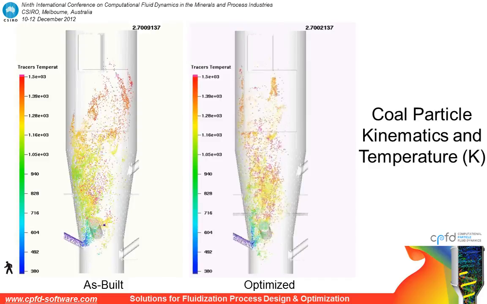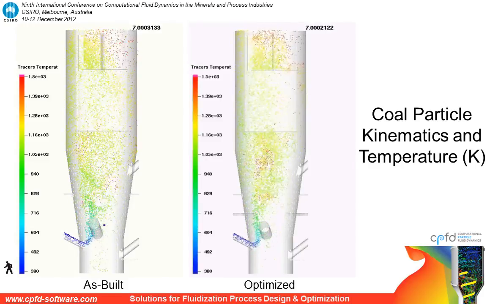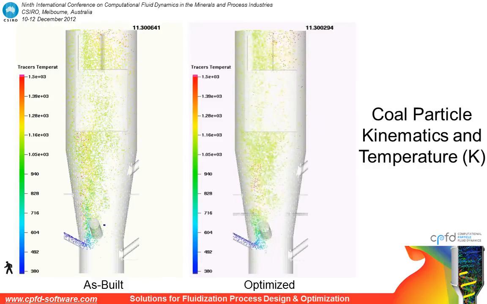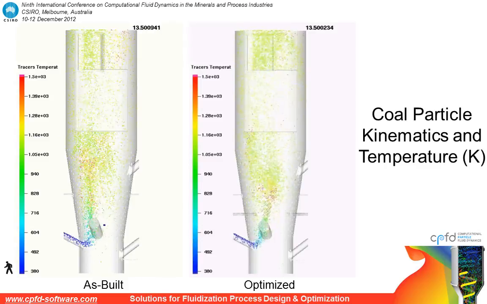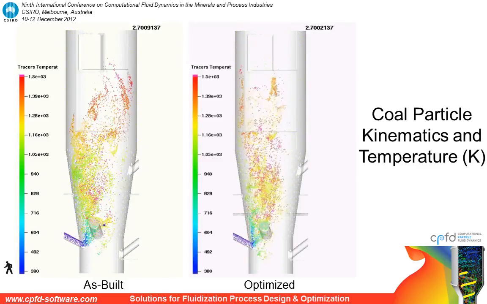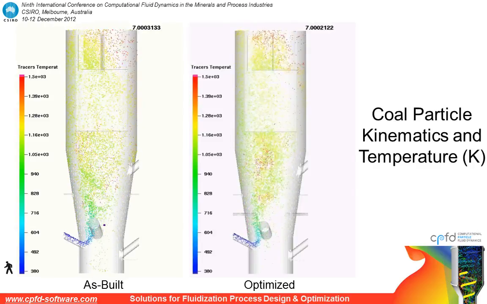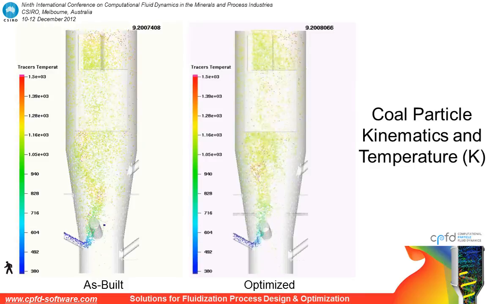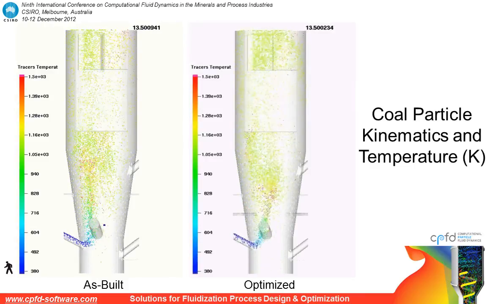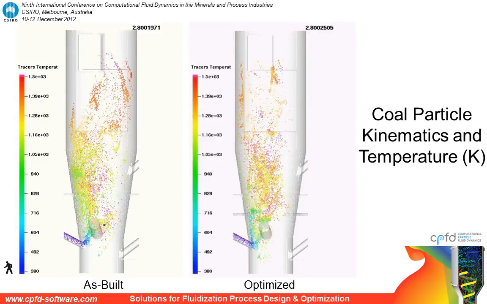Here we're looking at the as-built case versus the optimized case. Of course, the fuel feed is still offset, so the fuel will not be distributed evenly, but the additional secondary air ensures that there is some offset to this maldistribution of feed, so you do end up with higher temperatures of the fuel in the optimized case because there's still oxygen feeding it in the upper regions of the combustor.